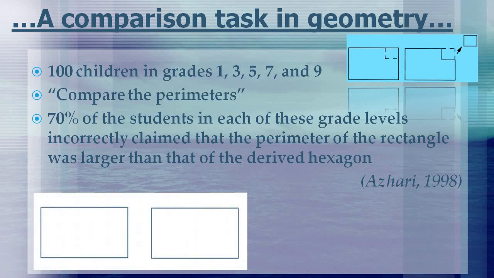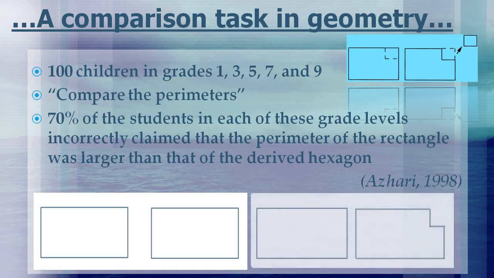Initially, 2 identical rectangles were presented. Then, a small square was removed from the corner of one rectangle, so it was formed as a hexagon with smaller area than the other rectangle's area, but their perimeters remained equal. At least 70% of the students in each grade level incorrectly claimed that the rectangle's perimeter was larger than hexagon's perimeter because the rectangle has more area or a corner was not taken away from it, and other similar arguments.